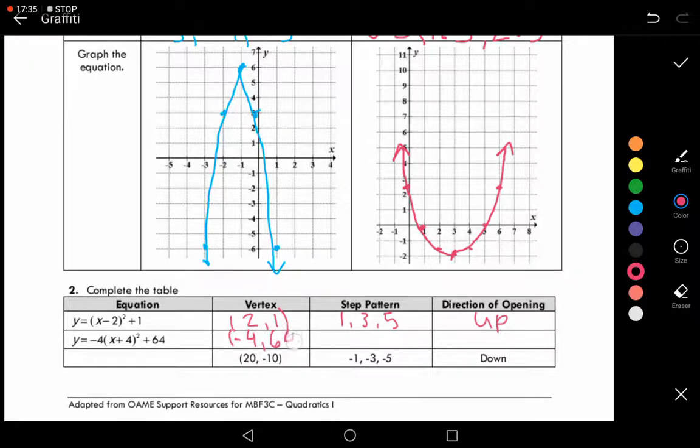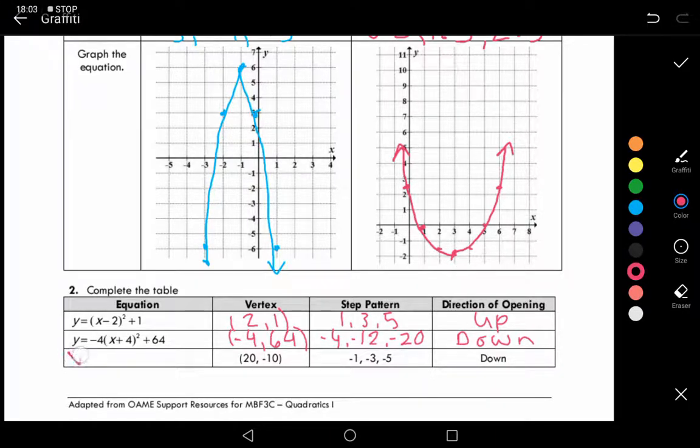Our k value is 64. Okay, our step pattern here, we're taking that original step pattern and multiplying by negative 4. So I'd have negative 4, negative 12, negative 20. And because I have that negative out front, I know right away I'm opening down. Okay, so if we have the vertex, the step pattern, and the direction of opening, we can actually come up with the equation.